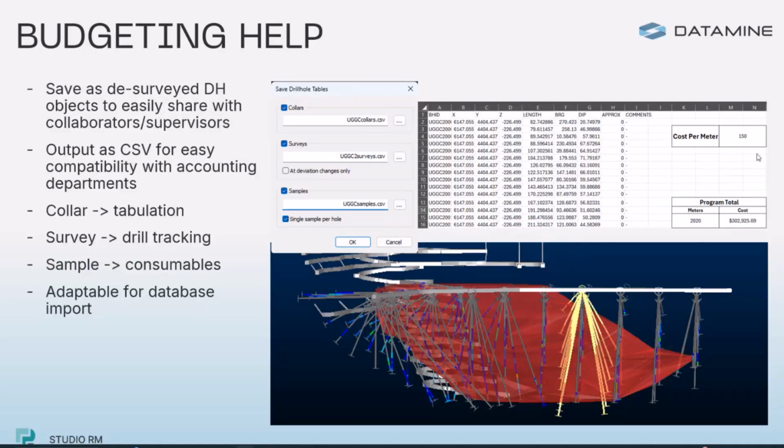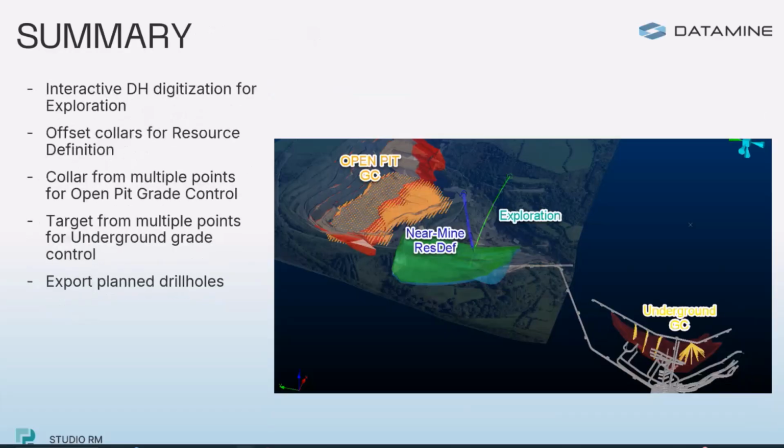As we just saw, you can export it, bring it into Excel, do whatever you want, and hopefully it helps with tallying up the numbers and getting the money sign at the end. So we've just gone through the 4 different scenarios with the 3 different usages: interactive drill hole digitization for exploration, offset drill holes for your sort of ResDev / looser space GC. And then probably my personal favorites are the drill holes from multiple points for GC colors and from multiple points for underground pierce points.